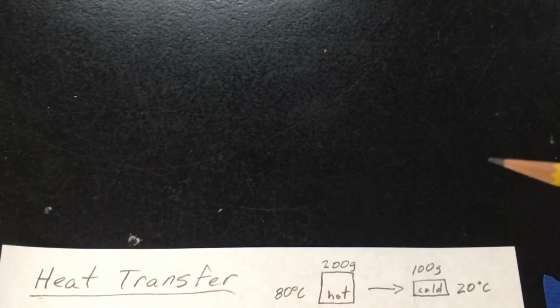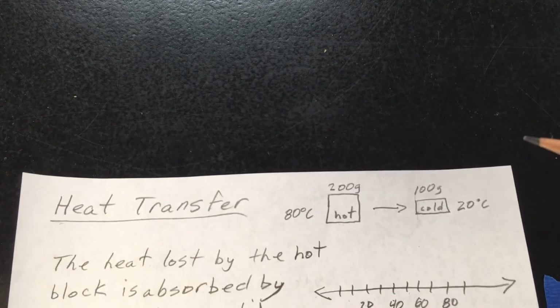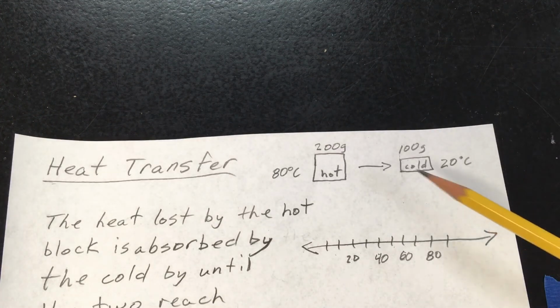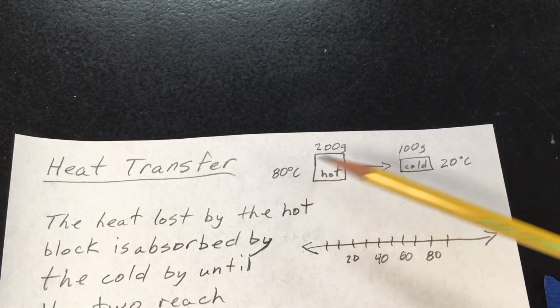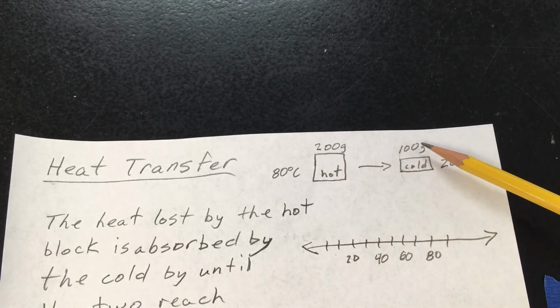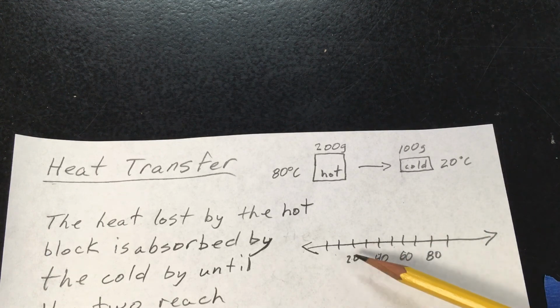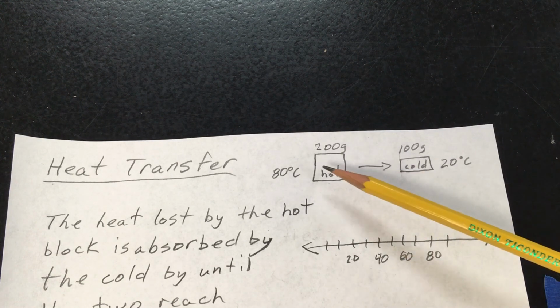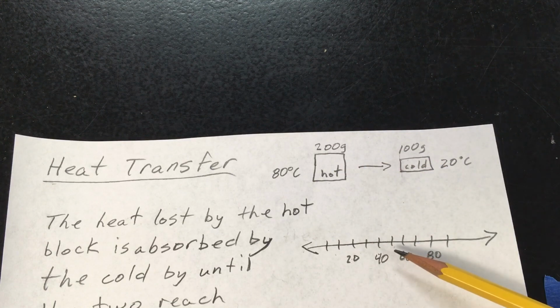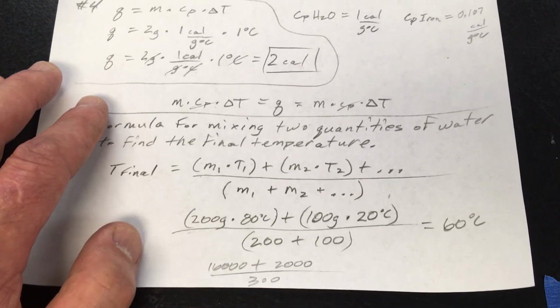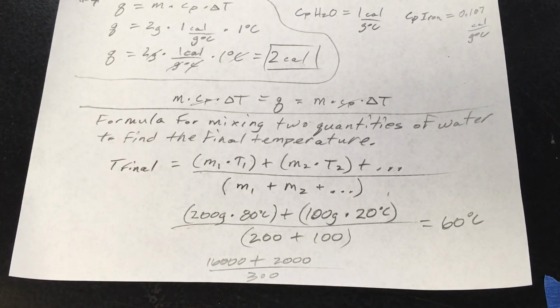And that's the same thing for these blocks up here. Whether it's water or blocks, if it's the same substance, we can make a prediction based on mass and temperature. Our prediction for 80 and 20 with 200 grams and 100 grams would be somewhere closer to 80 than to 20. If it was the same mass, then it would be right in between. And when we do the calculations down below, we can see that the final temperature would be 60 degrees. There you go.